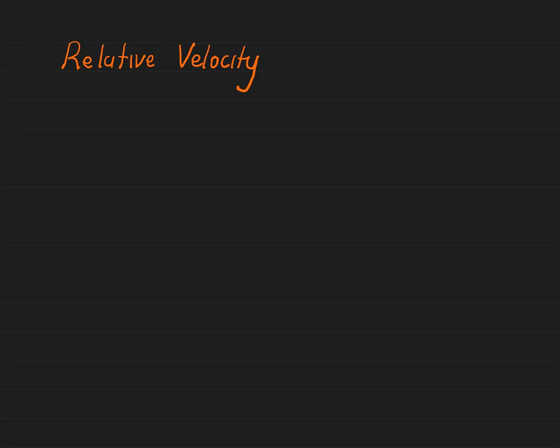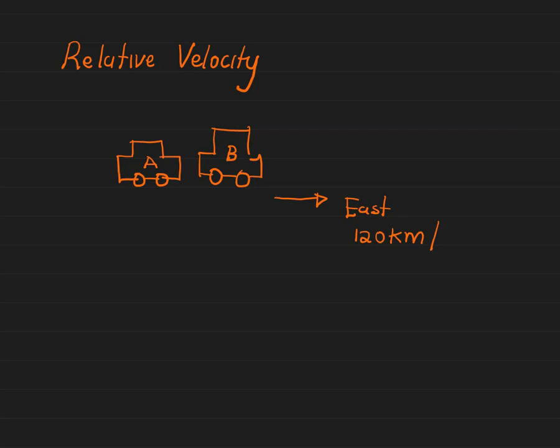Let me give an example. Let's say you are in a car, which I will call car A, and then right next to you there's another car B, and the two cars are traveling in the same direction. Let's say they go to the east, and they are both traveling at 120 kilometers per hour, so they're traveling at the same speed.